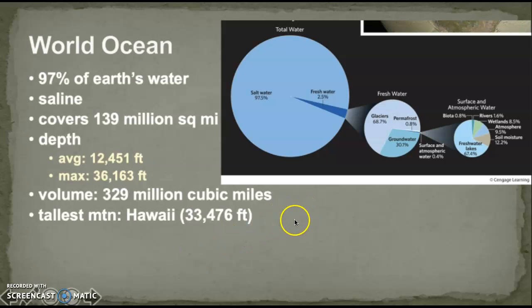It's hard to comprehend. One interesting fact I like to include is that the tallest mountain on the ocean floor is the Big Island of Hawaii. If you drained all the water out of the ocean basin, the Big Island of Hawaii would be basically a giant mountain sitting on the ocean floor. And you can see it's about 33,000 feet tall. About 10 or 15,000 of that is underwater. So about half of that is underwater.